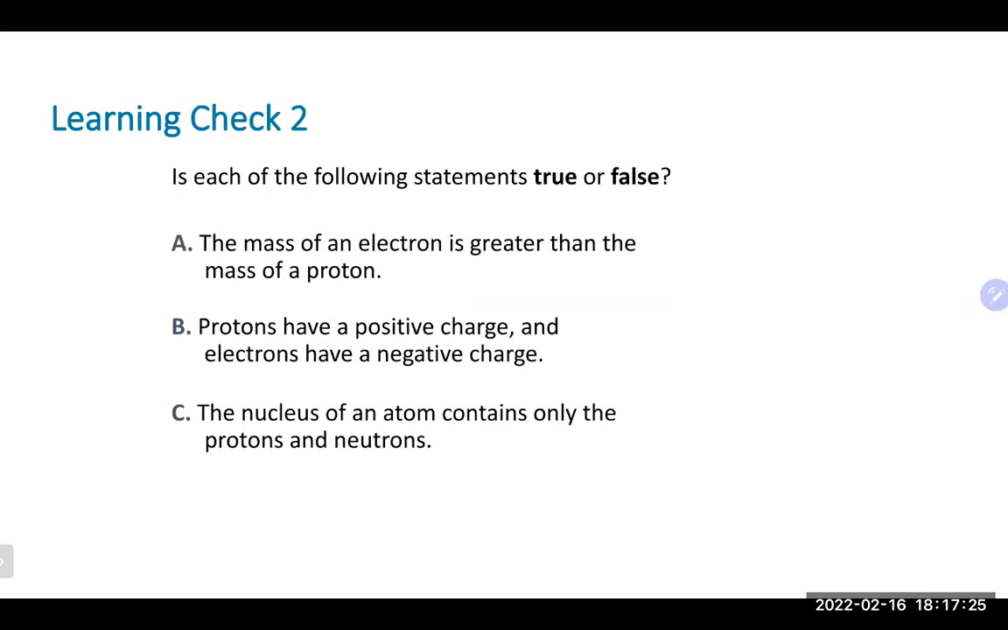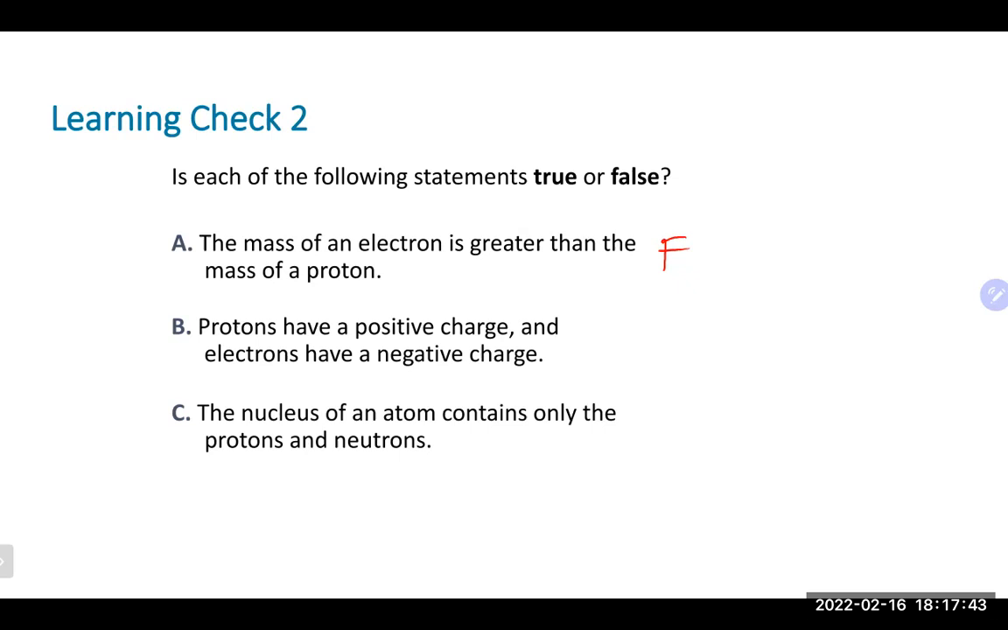All right, let's take a look at these. True or false? The mass of an electron is greater than the mass of a proton. That is false. Again, the one that is the heaviest is the neutron, just barely. The proton is right there, but the neutron barely takes the lead.